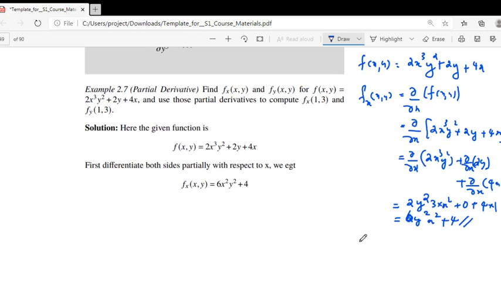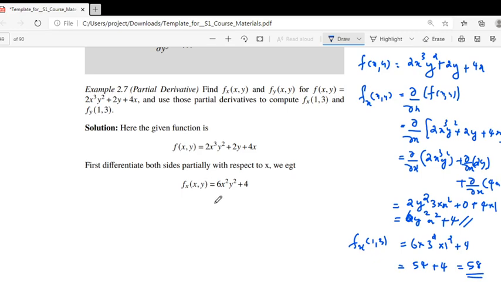Now we have to find the derivative with respect to x at the point (1, 3). So we just substitute 1 for x and 3 for y here. So y square means 3 square, and x square is 1 square, plus 4. So we get the result 9 into 1 is 9, 9 into 6 is 54, plus 4, that is equal to 58. In the same way we can find the partial derivative with respect to y.